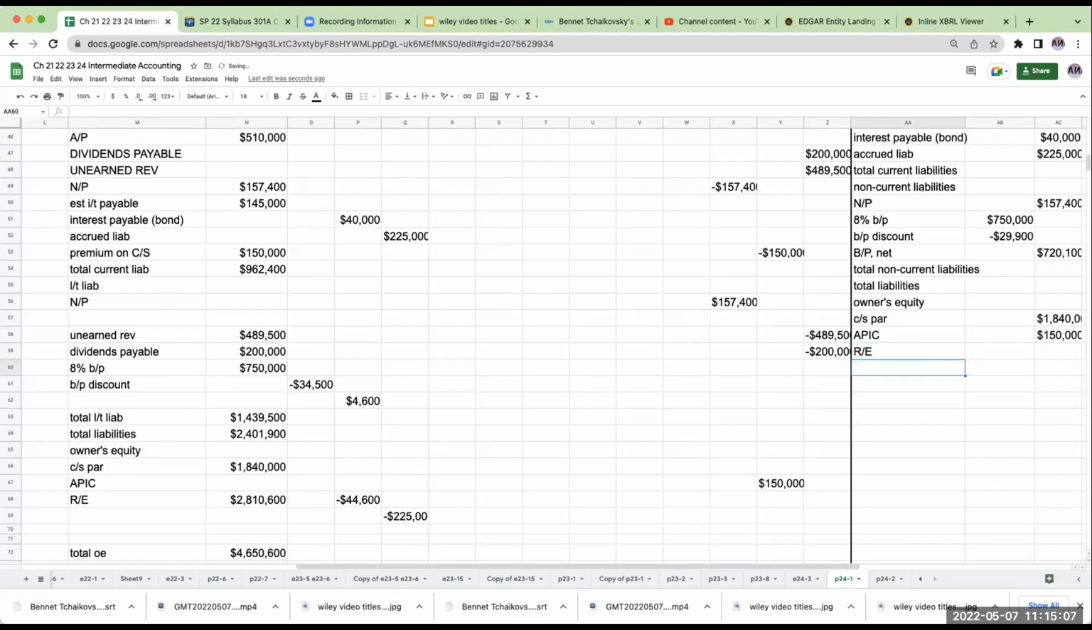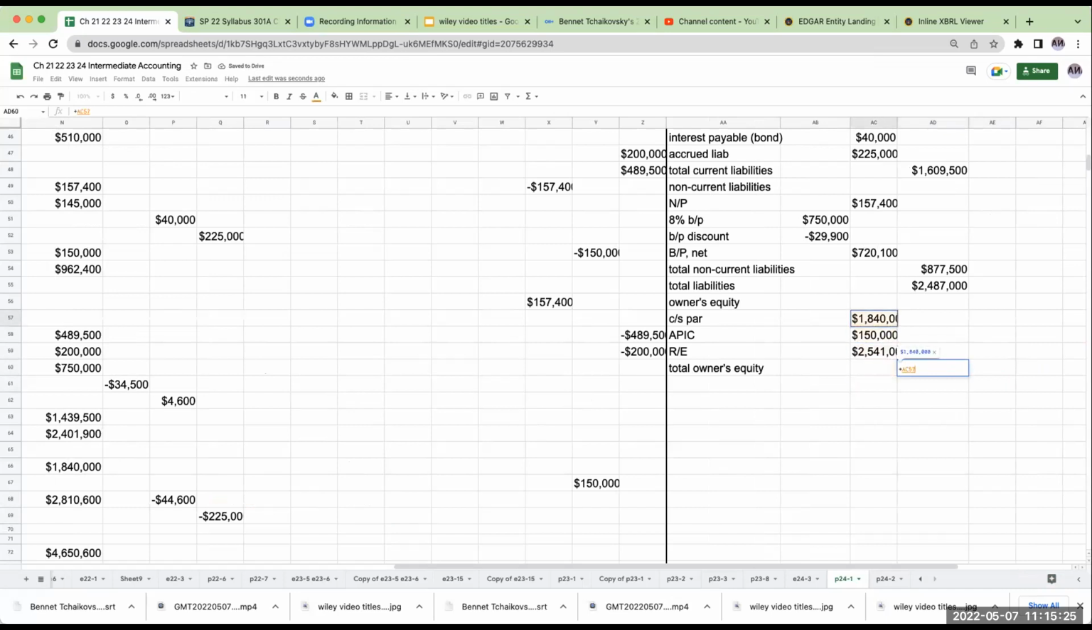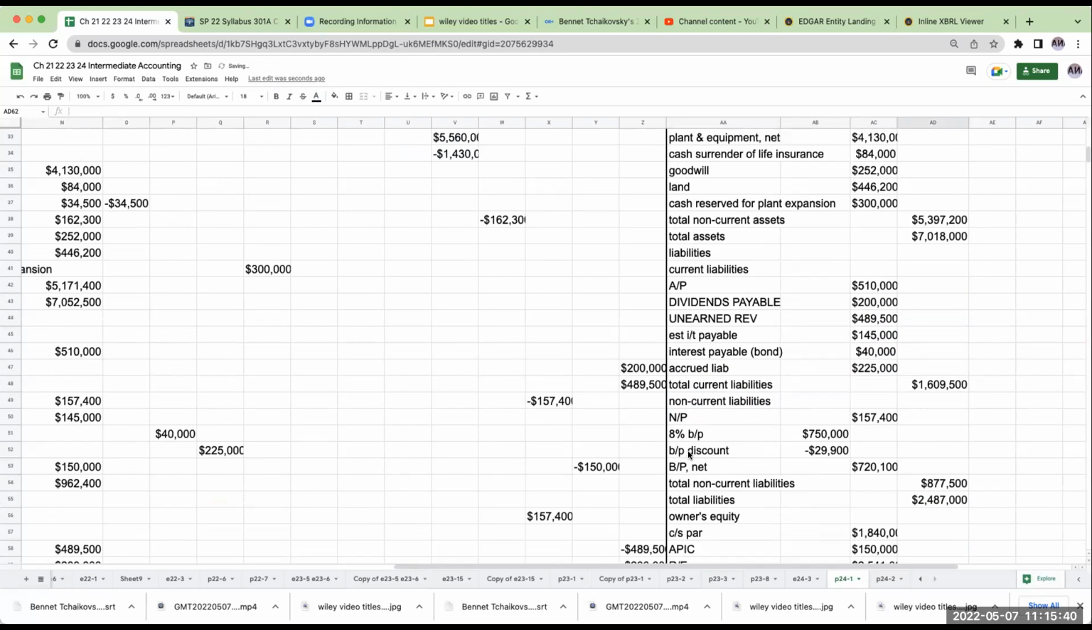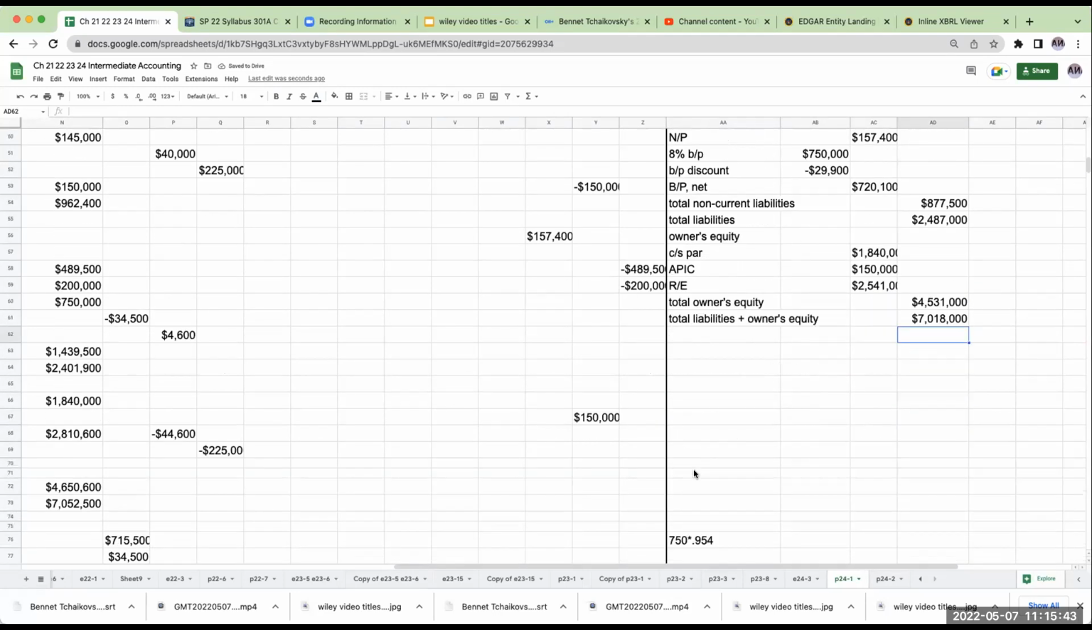For my retained earnings, my initial amount was 2,810,600. But then I deducted interest expense and I deducted the accrued wages. So my total owner's equity would be 4,531,000. My total liabilities plus owner's equity is going to be 2,487,000 plus 4,531,000, or 7,018,000.